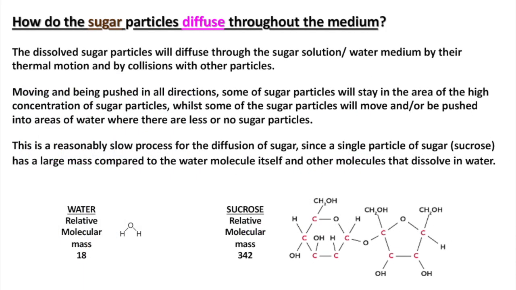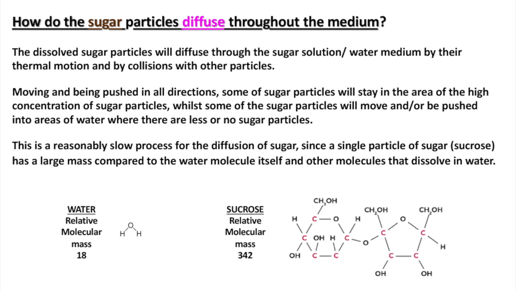How do the sugar particles diffuse throughout the medium? The dissolved sugar particles will diffuse through the sugar solution water medium by their thermal motion and by collisions with other particles. Moving and being pushed in all directions, some of the sugar particles will stay in the area of high concentration of sugar particles, whilst some of the sugar particles will move and/or be pushed into areas of the water where there are less or no sugar particles.